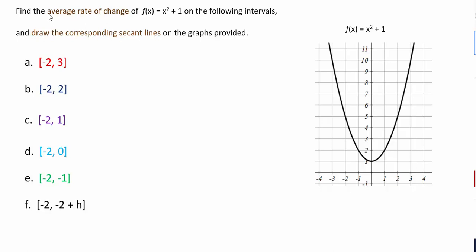Here we're supposed to find the average rate of change of the function f of x equals x squared plus 1 on several intervals that you see given down here. We are also supposed to draw the corresponding secant lines on the graph provided here to the right.